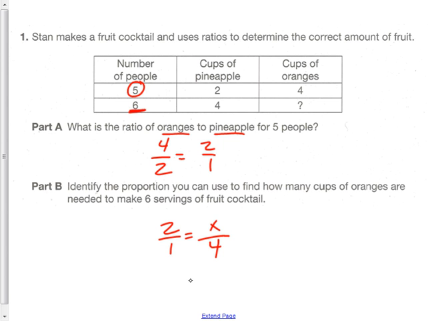To solve it, I would cross multiply. I would get 1 times x is x, and then 2 times 4 is 8 cups. So that's how I would set it up, and that's how I go about solving it. Again, using cross multiply, and then we divide by the coefficient. In this case, the coefficient was 1, so I didn't have to divide by anything.